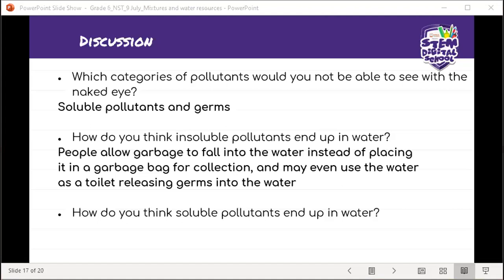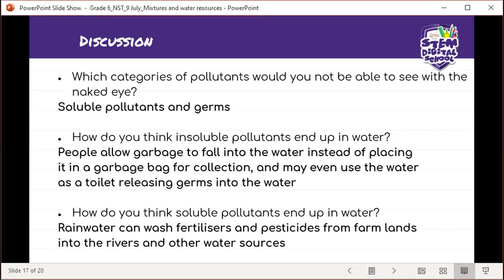All right. So Jira says it might also be thrown in the water. So guys, here is a perfect answer, which says rainwater can wash fertilizers and pesticides from farmlands into rivers and other water sources. If you just remember the water cycle that you did in grade 4 and 5, remember we spoke about runoff, right? So we have that runoff. Runoff can end up in water and pollute the water, all right? So that is how some soluble pollutants end up in water.